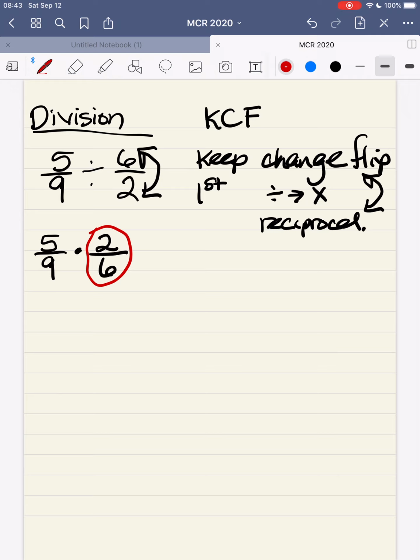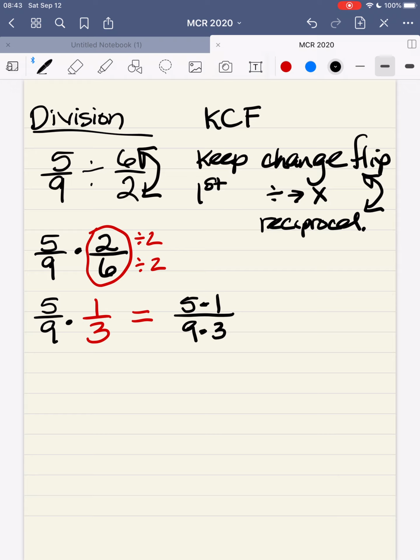I could multiply straight across and cancel as necessary. It's totally up to you. In this case here, I'm just going to go ahead and simplify my fraction. So I really have 5/9 times, and dividing top and bottom of this fraction by 2, I end up with 1/3. Okay? Now if I multiply straight across, I have 5 times 1 and 9 times 3.